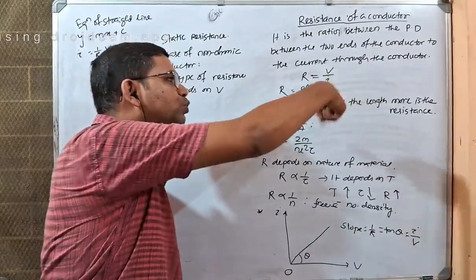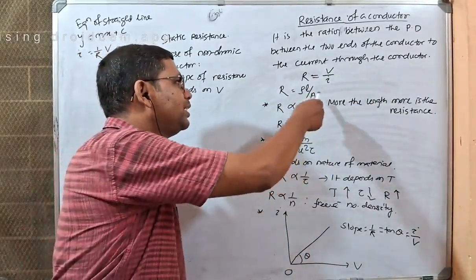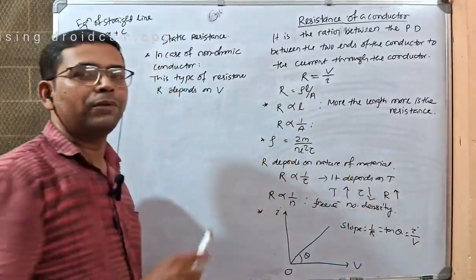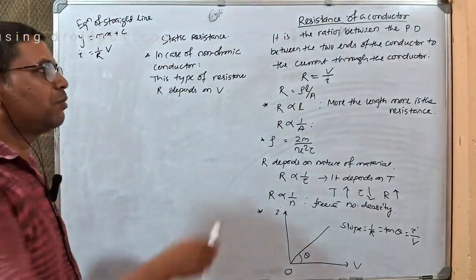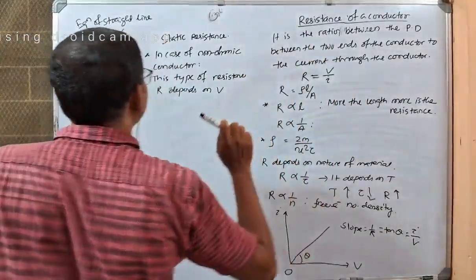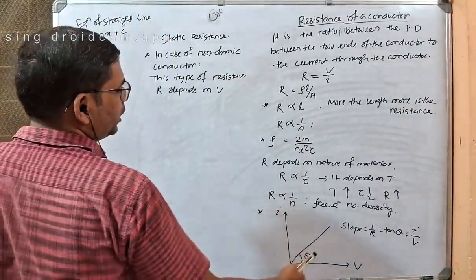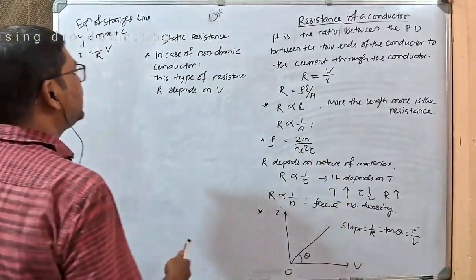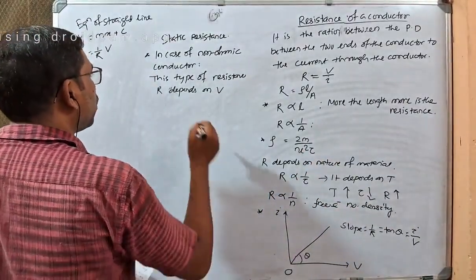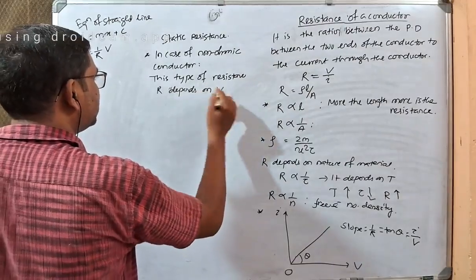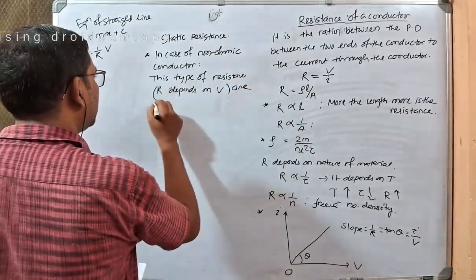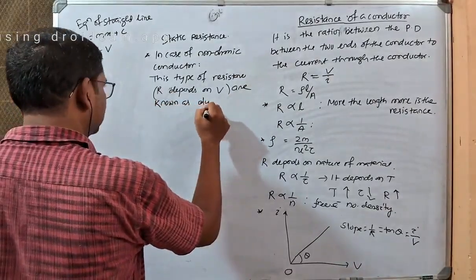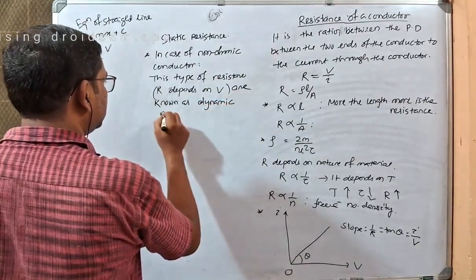These are the two tools through which we calculate. Actually the relation is like this, where rho is equal to this quantity. This will decide what the resistance will be, not the voltage or current. Those resistances which vary with potential, meaning R depends on V, are known as dynamic resistances.